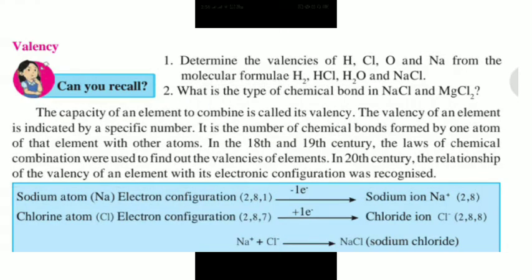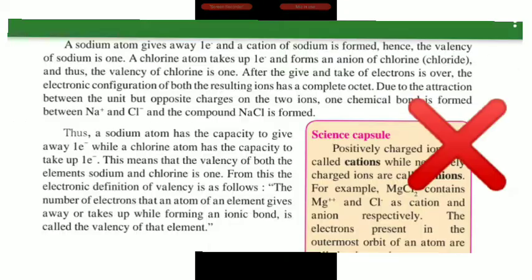What is valency? The capacity of an element to combine is called its valency. The valency of an element is indicated by a specific number. It is the number of chemical bonds formed by one atom of that element with other atoms. With the help of sodium chloride, we can explain valency of an atom.